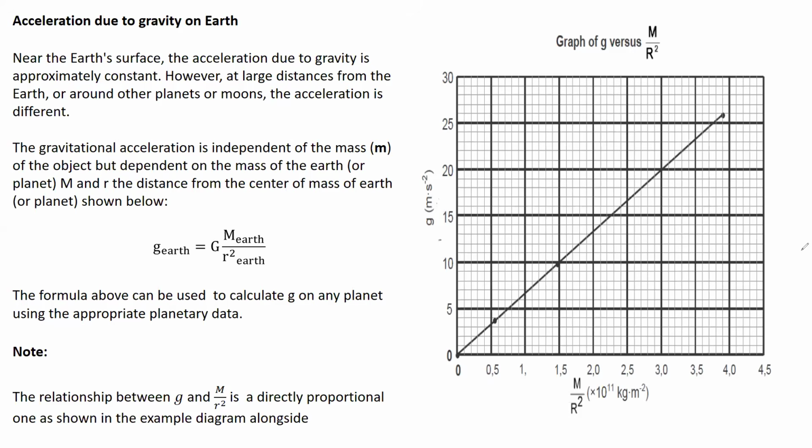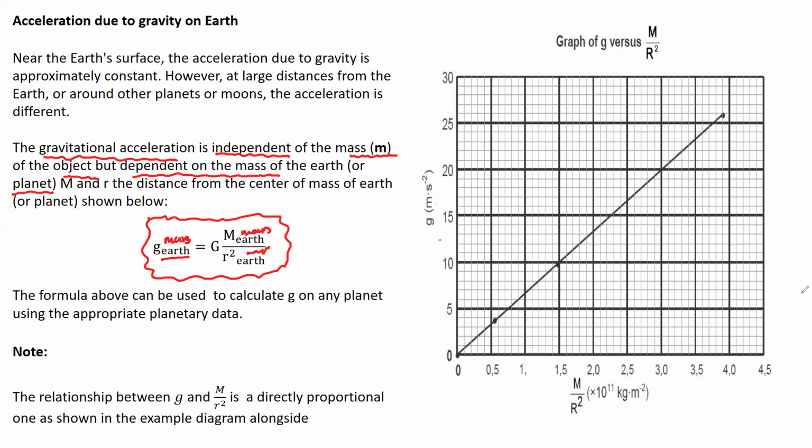Now, you don't need to know how you get to the formula. You need to know how to use the formula, which is what one of you was saying: my problem is what formula to use. The gravitational acceleration is independent of the mass of the object, but dependent on the mass of the Earth or the planet that you're at. So it's not just on Earth. If this was on Mars, I would say g on Mars is G times the mass of Mars over the radius of Mars squared.